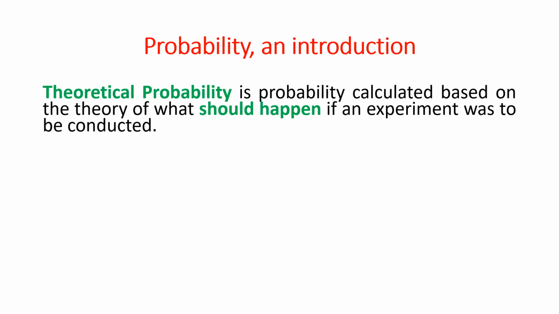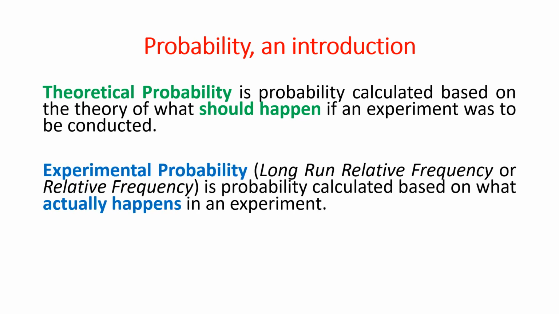Now, theoretical probability is probability calculated based on the theory of what should happen. And experimental probability, which is often called long-run relative frequency or relative frequency, is probability calculated based on what actually happens.